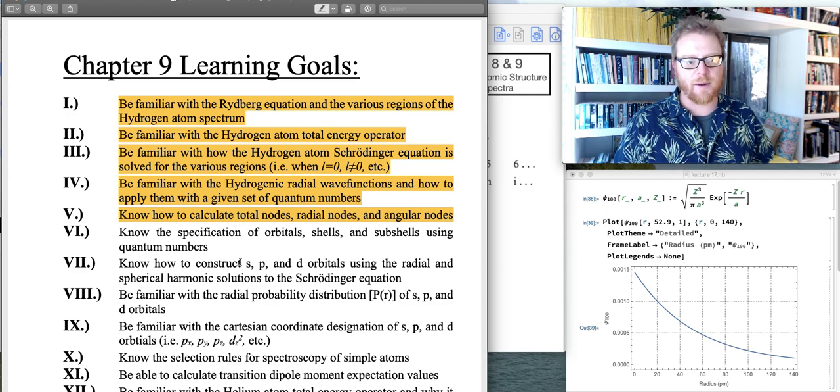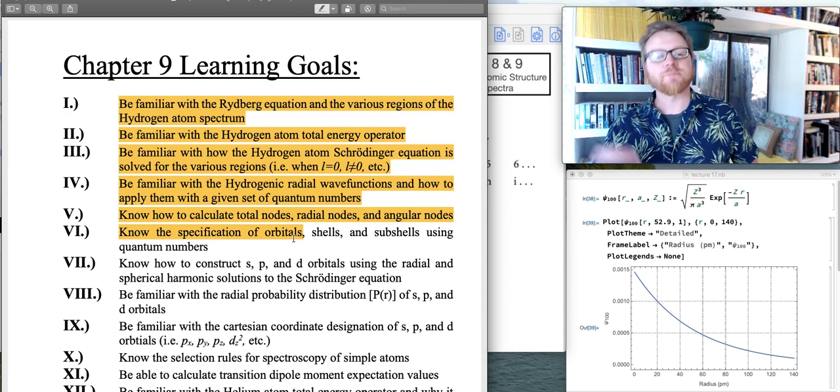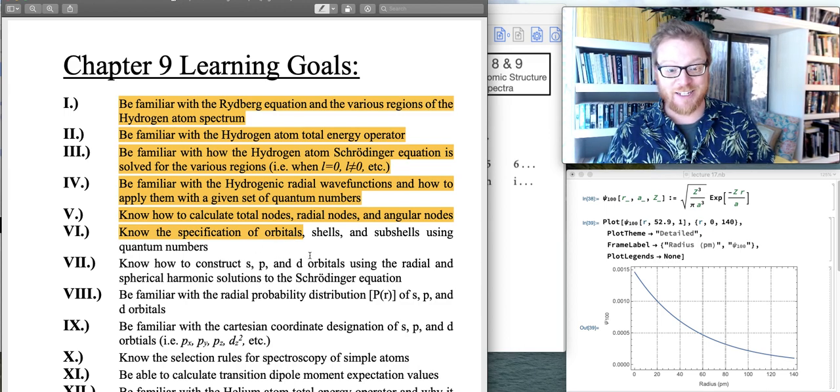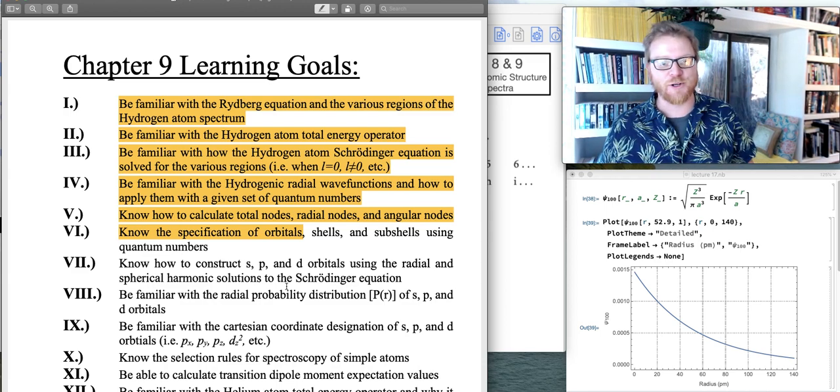And then where I'm going to pick up on the next lecture is going through the specification of orbitals, shells, and subshells using quantum numbers. I already kind of briefly talked about the specification of orbitals with that list of things I was going through. And what's coming next is a discussion of shells, subshells, s, p, d orbitals, right? This is all going to get to that nice, lovely, familiar ground from Gen Chem.